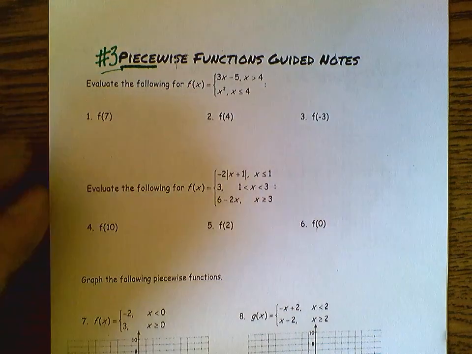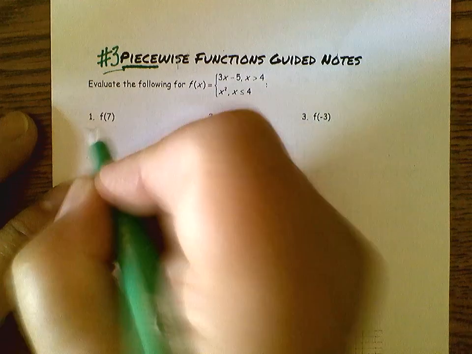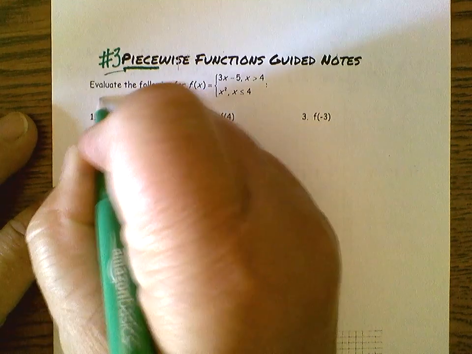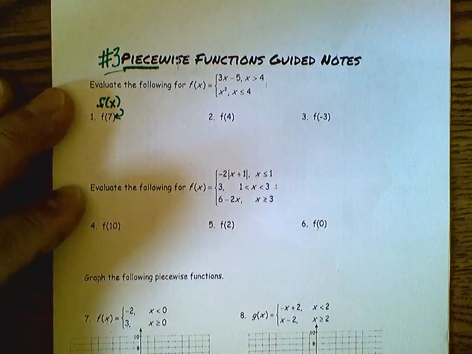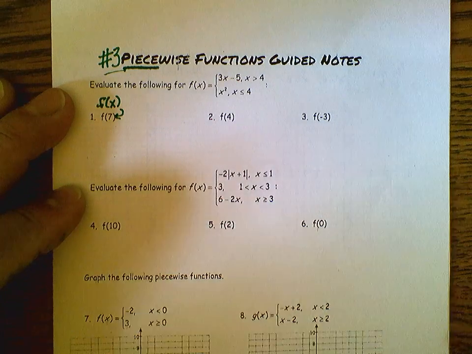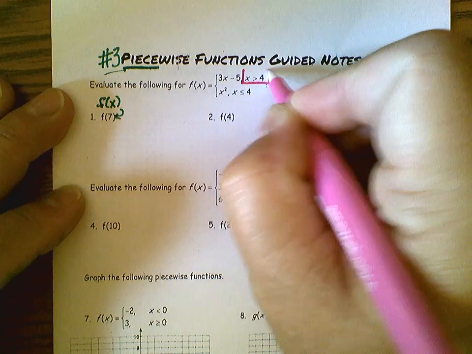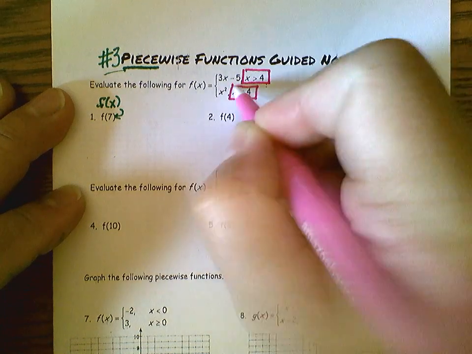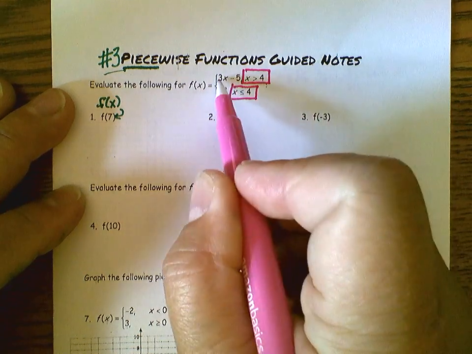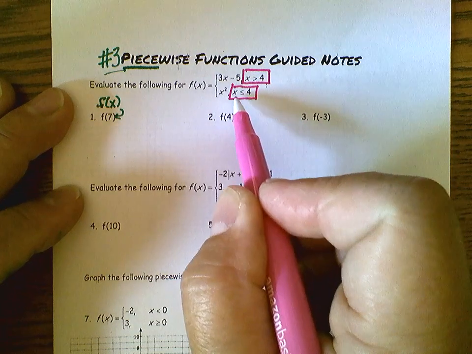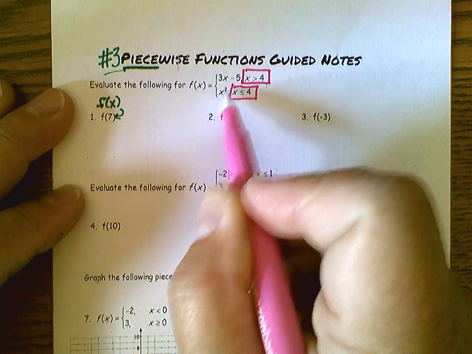So the first thing we're going to look at is evaluating them for a certain value. So if you look here at f of 7, remember, it's a function of x, so that's telling us that our x is now 7. When we're doing this, we have to look at our constraints. These are called constraints, okay? So this function here, for all values greater than 4, we use 3x minus 5. For all x values less than or equal to 4, we will use x squared.